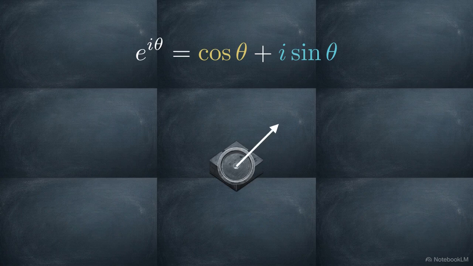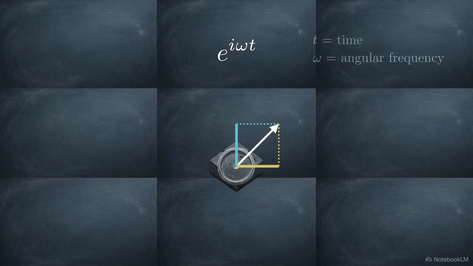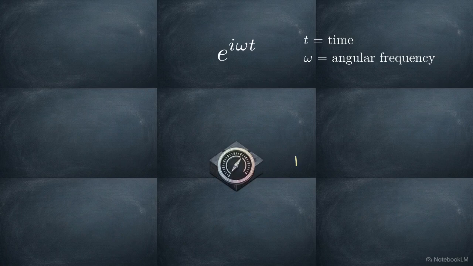On a unit circle with a radius of 1, the right side of the equation tracks the physical location of the vector. Cosine theta maps the horizontal position, while i sine theta maps the vertical position. The left side, e to the i theta, takes both of those separate trigonometric functions and packs them into a single exponential expression. We turn this static geometry into motion by replacing the fixed angle theta with omega t, where t is time and omega is the angular frequency.